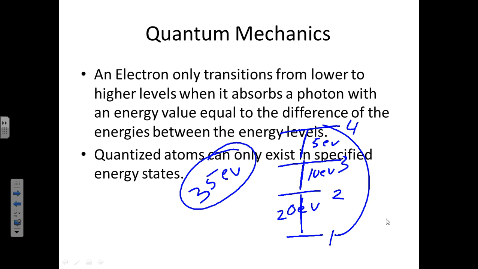All or nothing. That's kind of what the idea of a quantum is. It's all or nothing. Either you can take it all, or you can't take any of it. Does that make sense? That's the idea of quantum mechanics. You take all the energy, or you can't take any of it.